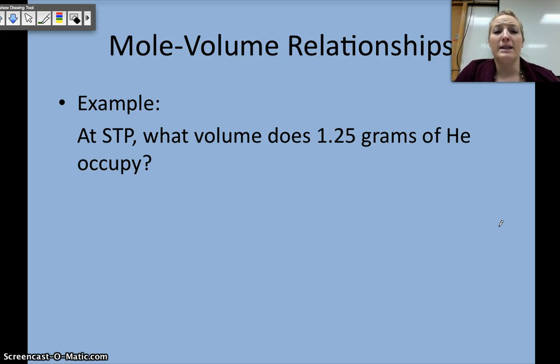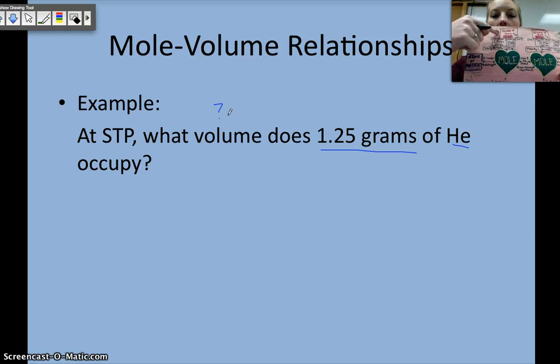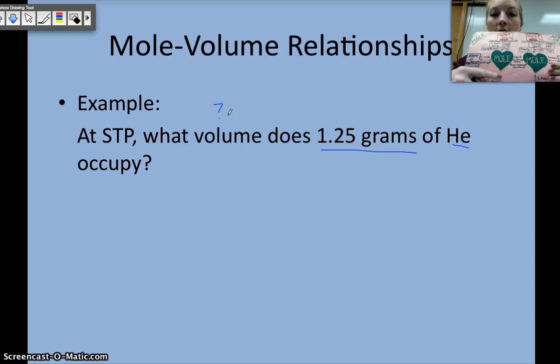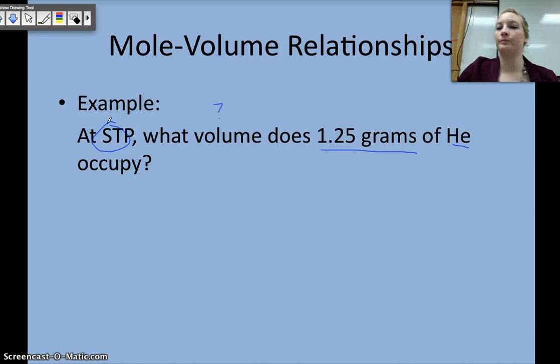This one, at STP, what volume does 1.25 grams of helium occupy? Okay, so again, this time we are starting at mass. We are ending at volume. So we have to go mass to moles, moles to volume. Mass to moles uses molar mass, and moles to volume uses our 22.4 because it's in STP.